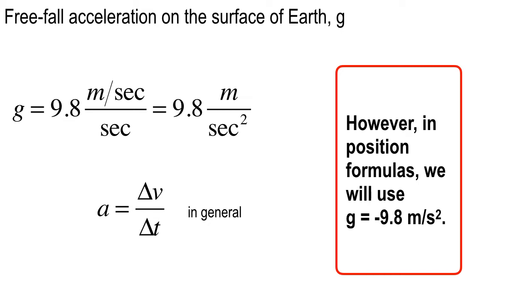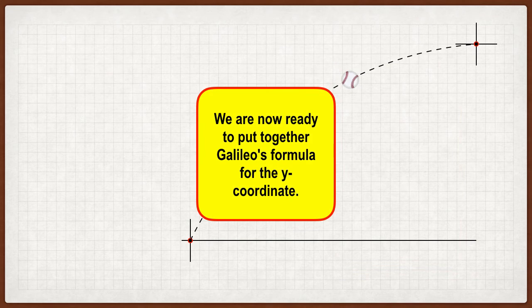And 9.8 positive meters per second squared is kosher if you're just doing a distance, how many meters. But if you're trying to figure out a position on graph paper, you've got to use the negative. So for position, I want to use negative 9.8 meters per second squared. Now we're going to put together Galileo's formula from lecture two: yf equals yi plus viy times t plus 1/2 g t squared.